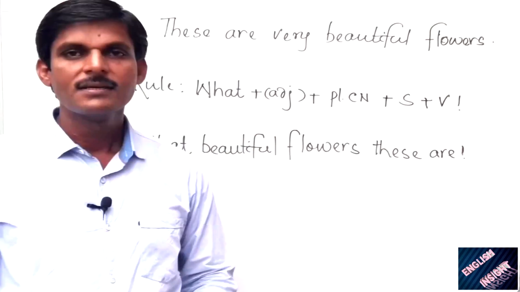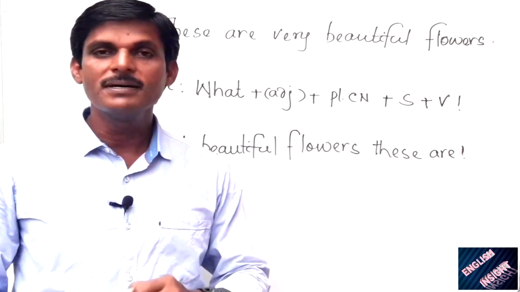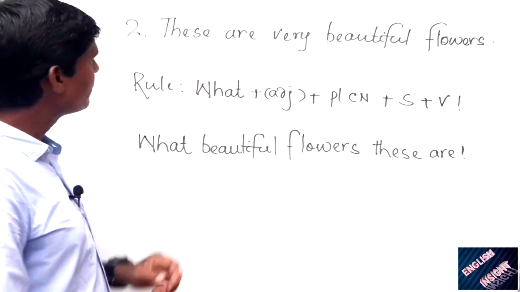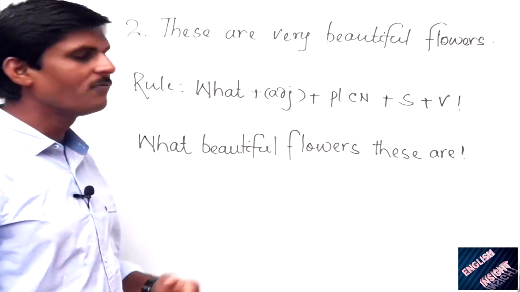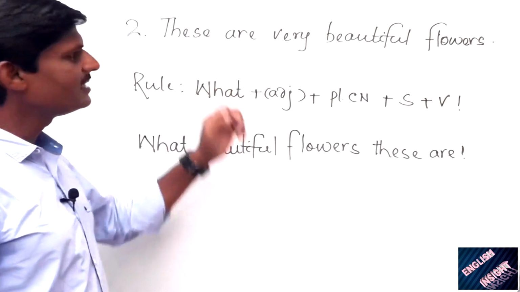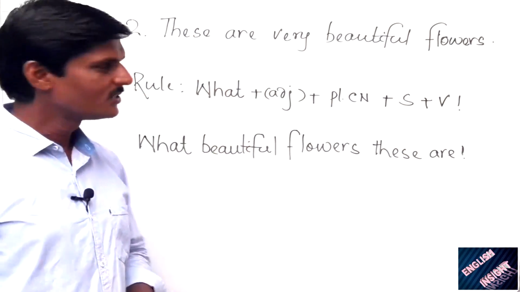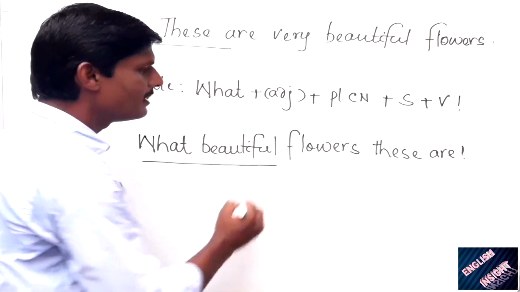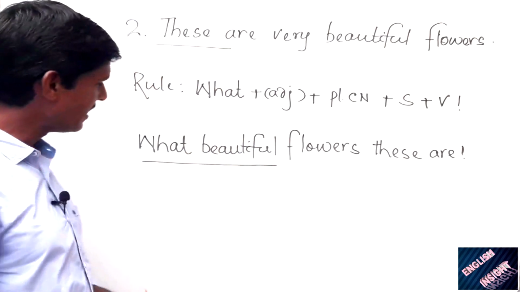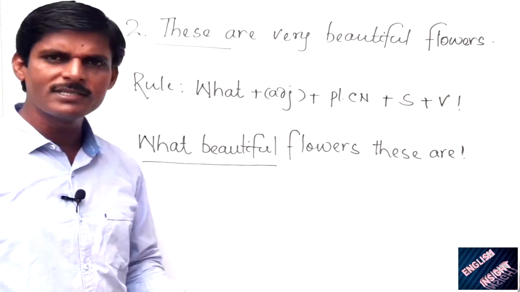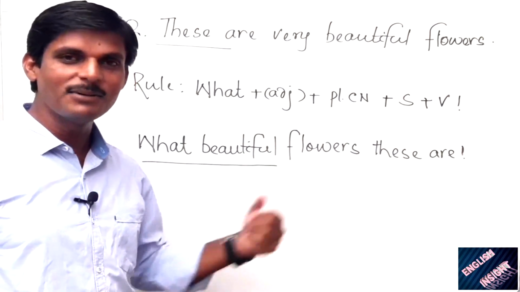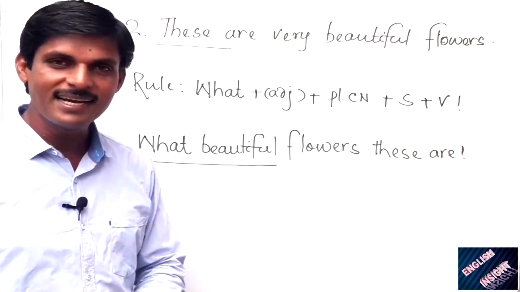Okay. Now we'll skip to rule number 2. A declarative sentence has been cited here. Number 2 is these are very beautiful flowers. So this one is the declarative sentence and this one is the exclamatory sentence. So what's the exclamatory sentence here? What beautiful flowers these are. It's the exclamatory sentence. So what's the rule behind that?